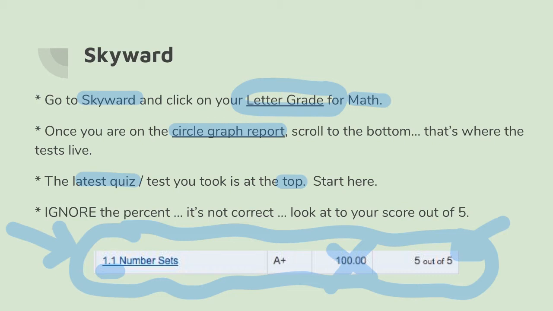A 0, on the other hand, means you don't know what you're doing and you have not asked for help. All right, so you are paying attention to the number out of 5 on this screen.